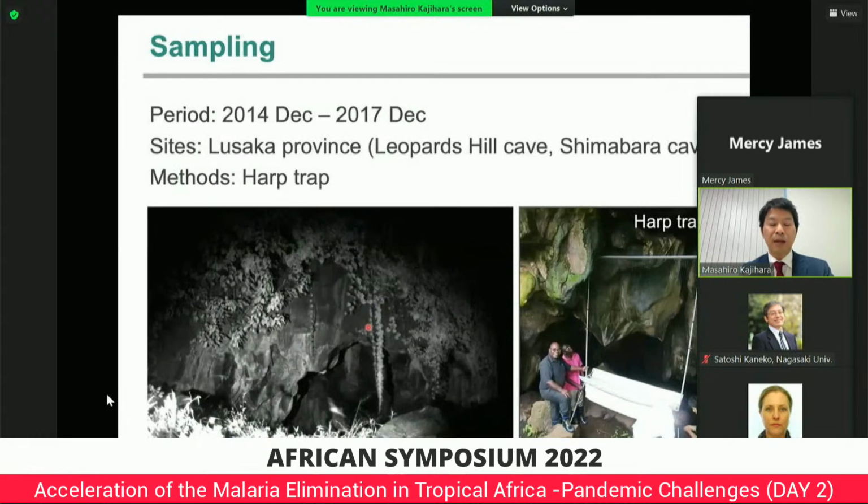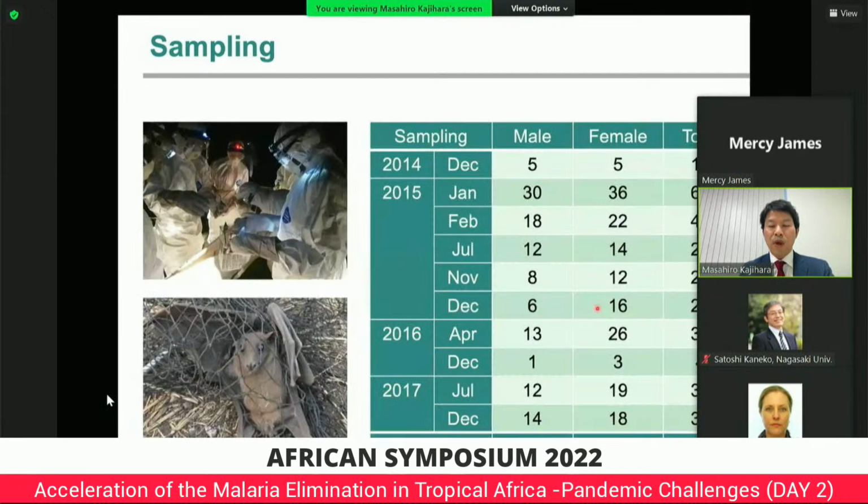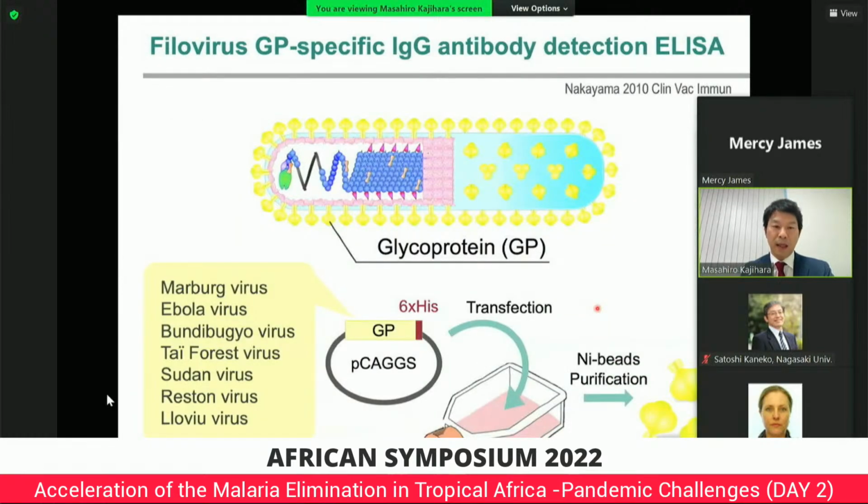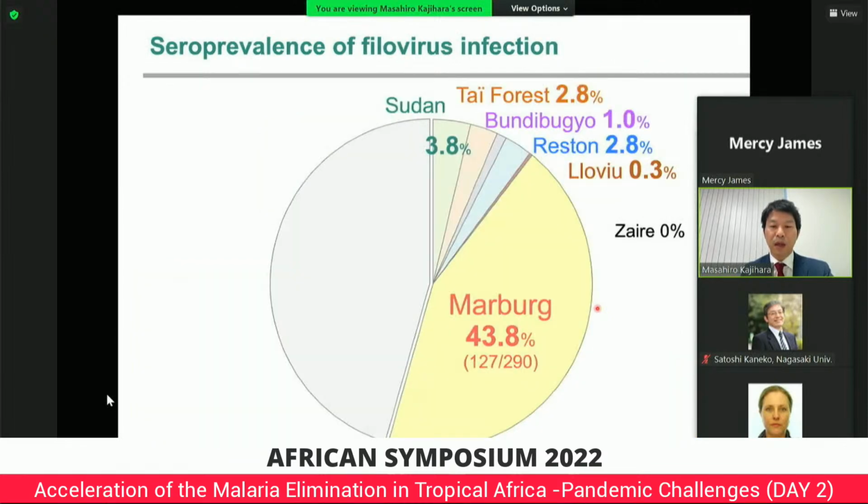We have a cave near Lusaka, the capital city, and this cave has a lot of bat colonies. At night they come out from the cave, and we capture them by using a harp trap. We collected 290 serum samples from them, and then screened for filovirus antibodies by using an ELISA system. In summary, surprisingly, more than 43% of the bats had specific antibodies against Marburg virus.